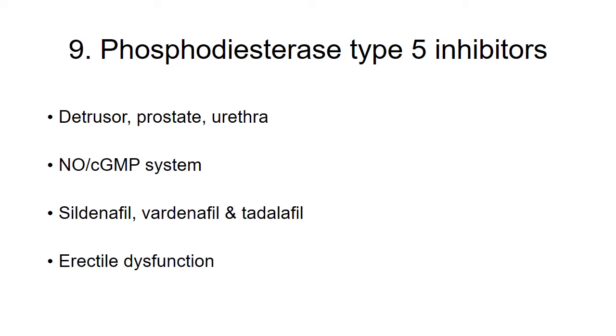Then comes the phosphodiesterase type 5 inhibitors. It produces relaxation of the detrusor, prostate, and urethra. Acts through the nitric oxide cGMP system. Examples are sildenafil, tadalafil, vardenafil, etc. Long-term results are lacking. In some patients with erectile dysfunction and overactive bladder, it is found to be useful.